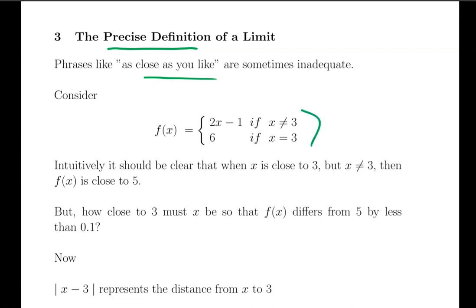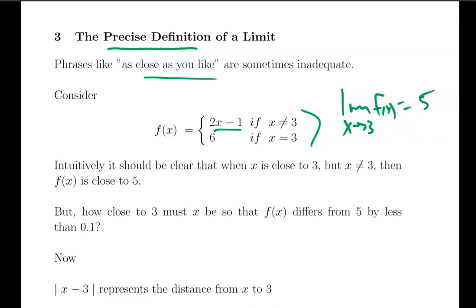So here's a traditional standard run-of-the-mill piecewise function, right? If x is 3, the output is 6. Otherwise, it's that line. Notice that the limit as x approaches 3 of this function should be fairly straightforward, right? That means this piece applies, and so it's going to be 5. Okay, so there's no mystery in that one.